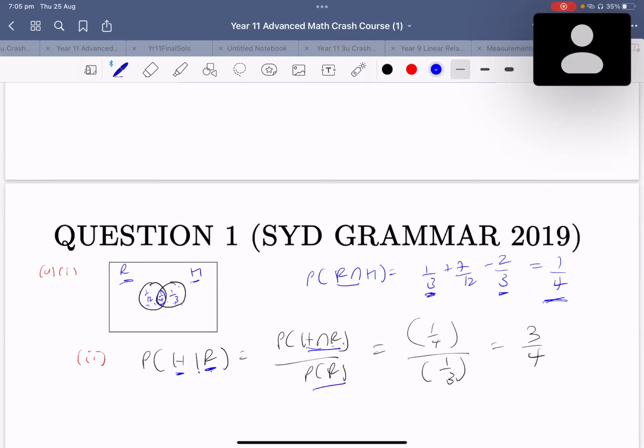They're interchangeable because of this and symbol. So that's just going to be the same answer as the previous one, 1 on 4, over the probability of the rain, which is 1 on 3. Now that's going to give you 3 on 4.